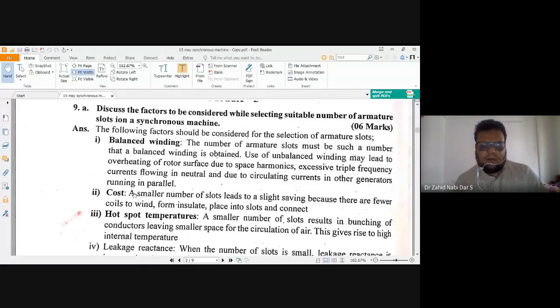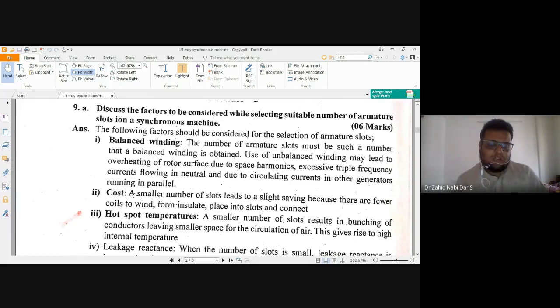A smaller number of slots leads to a slight saving because there are fewer coils to wind. If there are fewer slots, there are fewer windings, and one more thing, less insulation will also be needed.